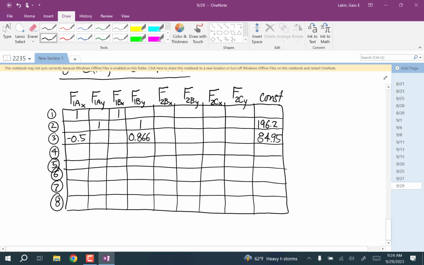84.95. Did you mean to put it in the A column for negative 0.5? Negative 0.5. It should be BX, right? Not AX. 1BX, thank you. I did not mean to do that.